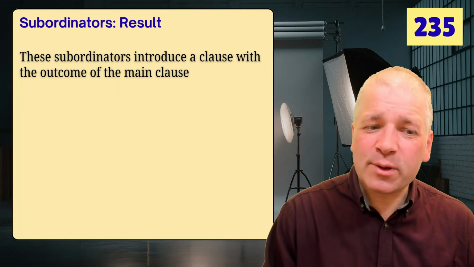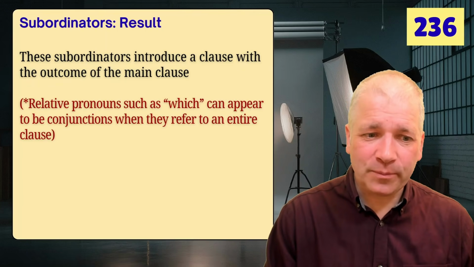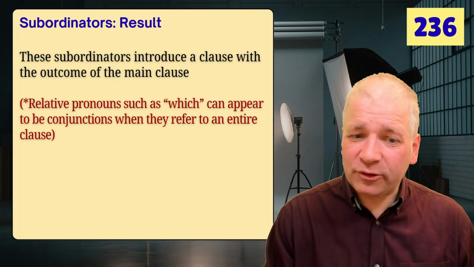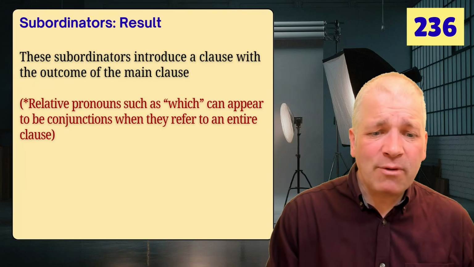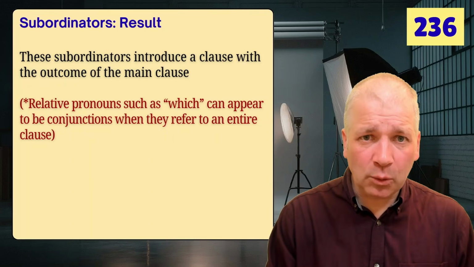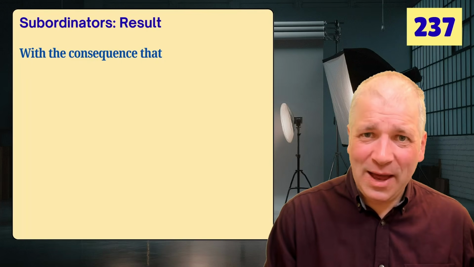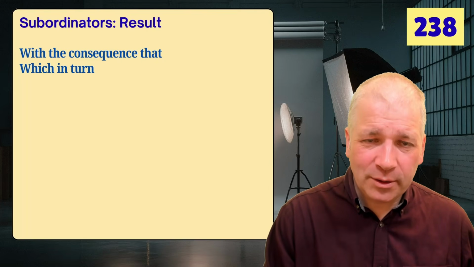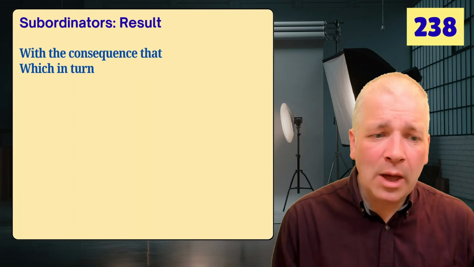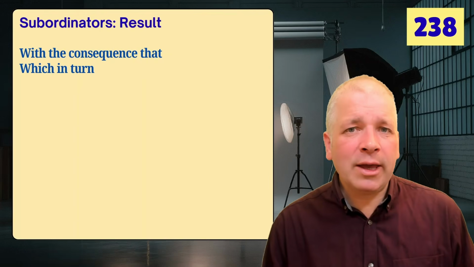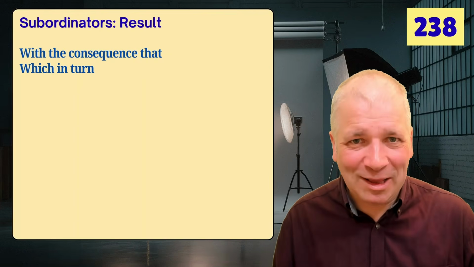Now, subordinators of result, and these introduce a clause with the outcome of the main clause. Now, relative pronouns such as which can appear to be conjunctions when they refer to an entire clause. So, with the consequence that, which in turn. So here which has that appearance of being a conjunction. So, I tried my hardest in the race, which in turn meant that I won the race, for example.